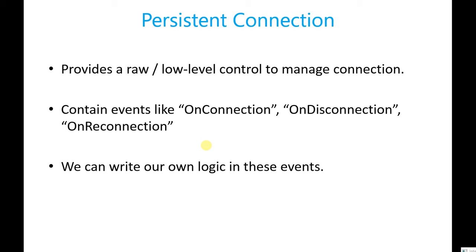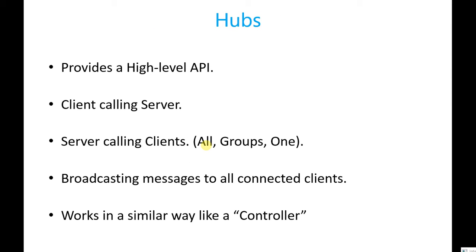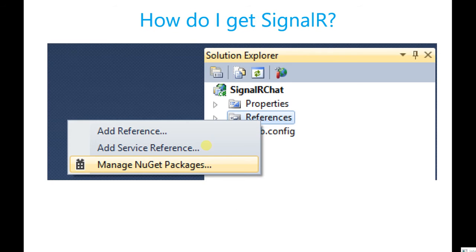Like whenever your SignalR API is going to connect with something, what is going to happen? Or your code is going to disconnect from someone, then what is going to happen? Or your application is going to reconnect, then what is going to happen? You can control all of this in one application. Hubs provide a high-level API: client calling server, server calling clients, broadcasting messages to all connected clients. It works in a simpler way, like a controller.